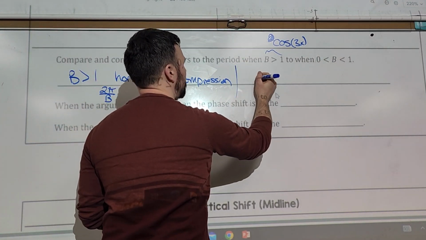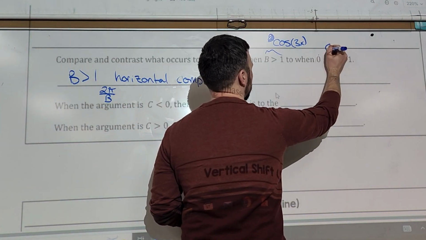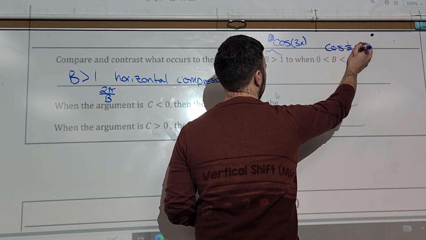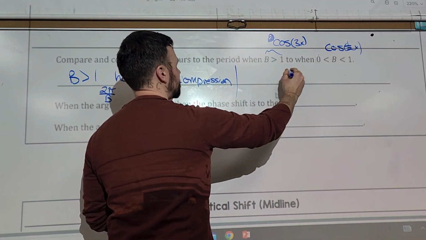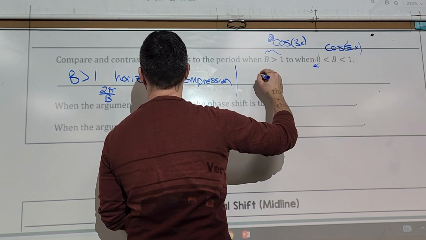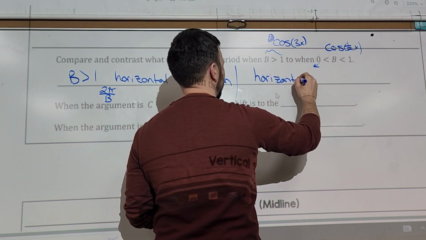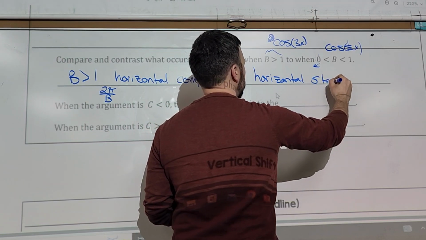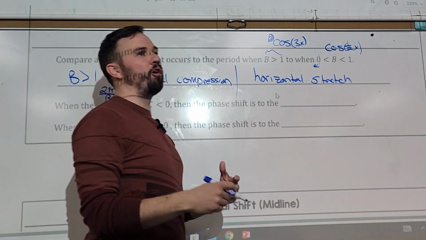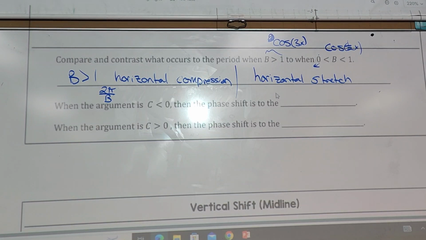So what happens if b is between 0 and 1? Like I have cosine of 1/2 x. It's going to be a stretch. Yeah, but let's be more specific now. Horizontal stretch. Because again, we're doing the opposite. We're actually multiplying by the reciprocal, right? It's 2 pi over b. So is that new? No, but I'm just putting this all in these terms.